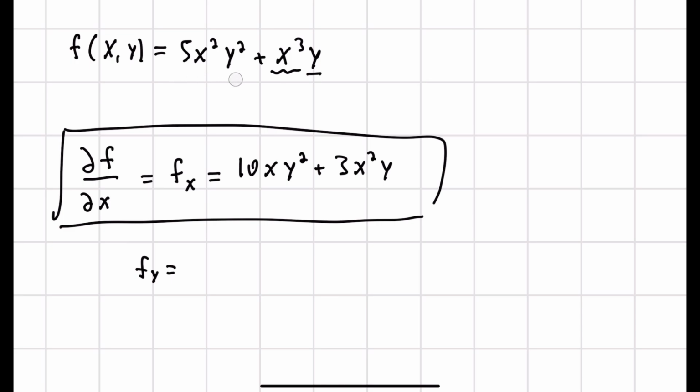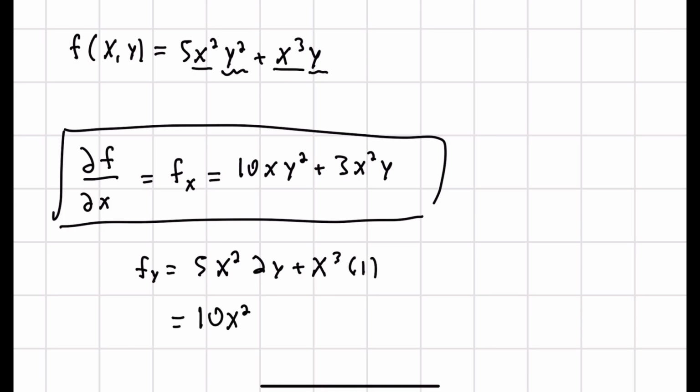So when you want to find the partial derivative in respect to y, remember to treat the x as a constant. So the derivative of y squared for our first term will be 2y. So we have 5x squared times 2y plus x squared. Remember just to treat the x as a constant, and the derivative of y here will be 1. And this simplifies to 10x squared y plus x squared, which is our final answer.